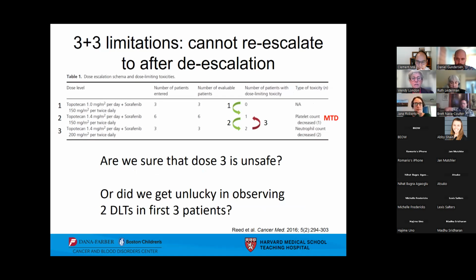Another limitation is the inability of 3+3 to go back down and gather more information. So we went up, escalated from 1 to 2, we escalated from 2 to 3, and as far as the 3+3 design goes, you stop right there. It would have been nice to be able to de-escalate and gather more information at dose level 2, or to be able to go back up and gather more information at dose level 3. So we really aren't sure that dose level 3 is unsafe. We could have just gotten unlucky in observing 2 patients with DLTs out of the first 3.